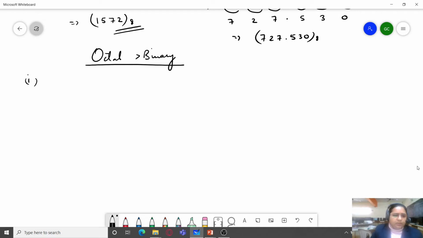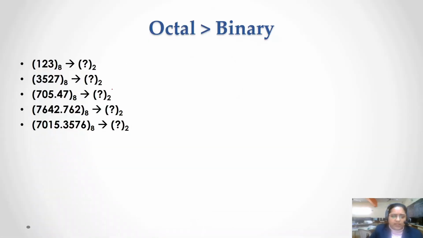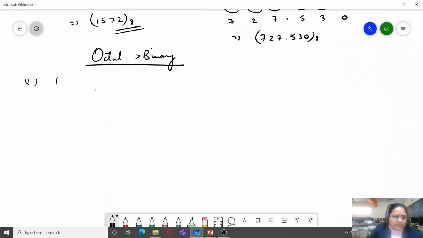So octal to binary conversion is also very straightforward. The first number we will write. Let us try to convert this number into binary form. So for this we will just write the bits, because we know that every octal digit corresponds to three binary digits. That is 3 bits.